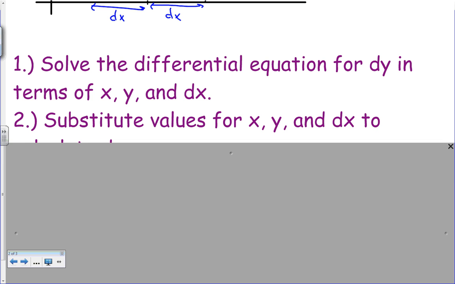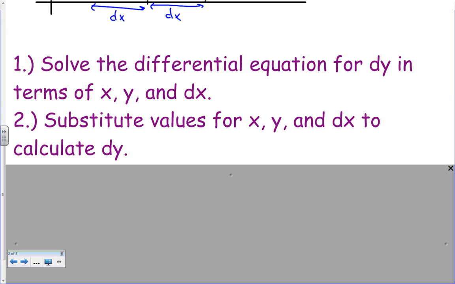All right, once you have that, you can then substitute in the values for x, y, and dx to calculate the corresponding value of dy. Again, if I know where I'm starting at x and y, and I know how far horizontally, that's dx, that I want to move, if I can calculate dy, that tells me how much vertically I need to move, and thus I can figure out where the next point is at.